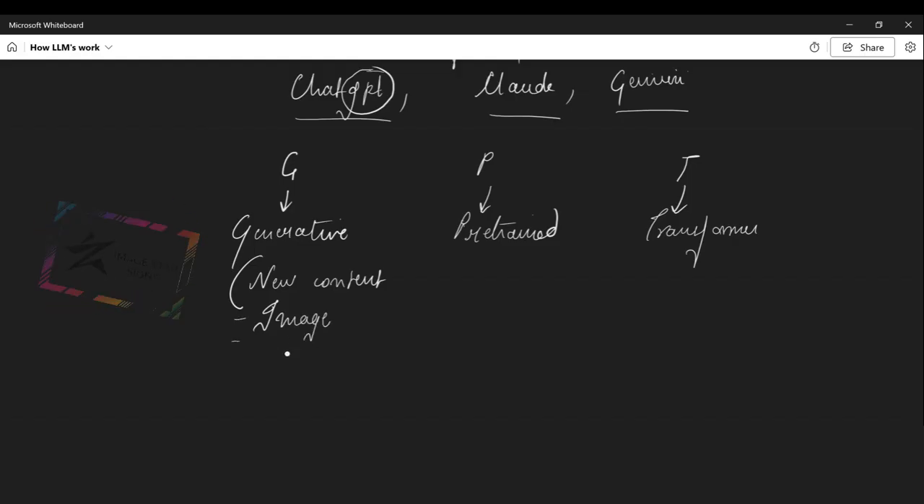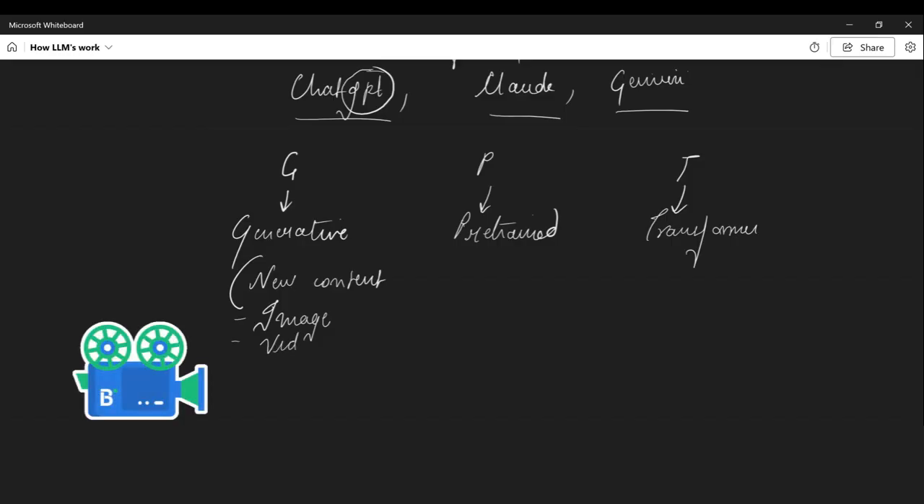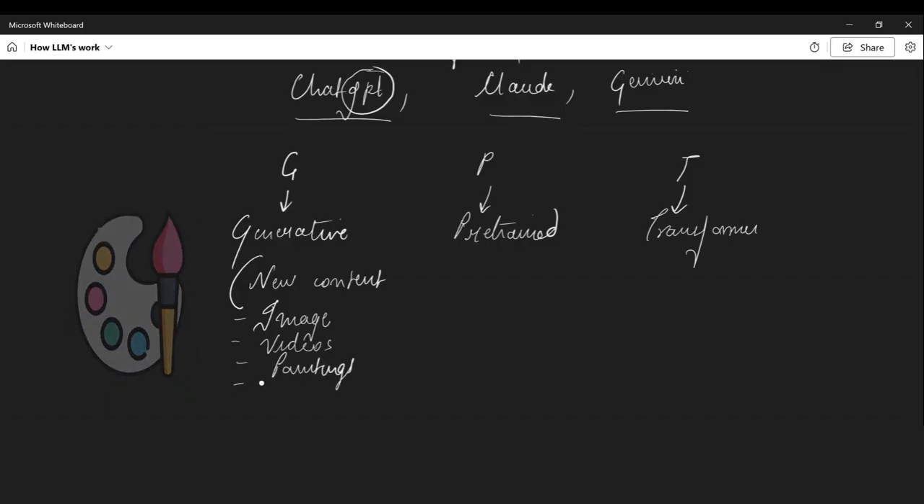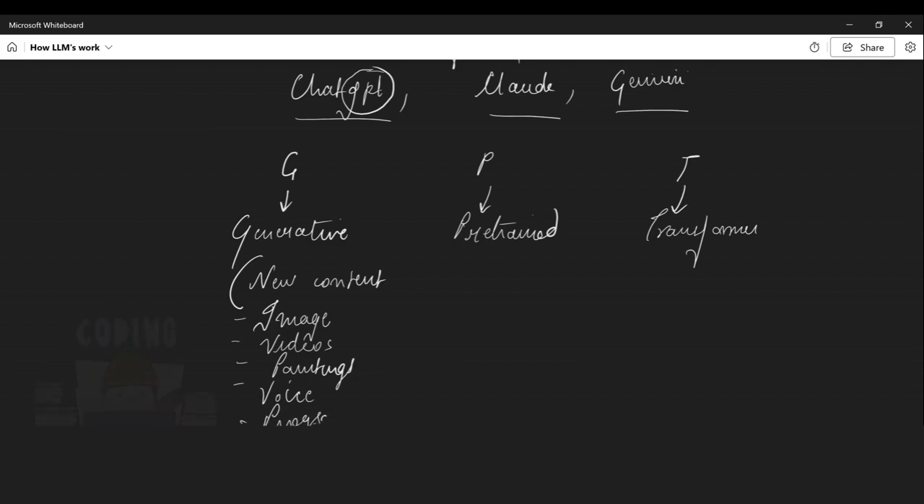It can be an image or a video, painting, voice, or programs, which is coding.